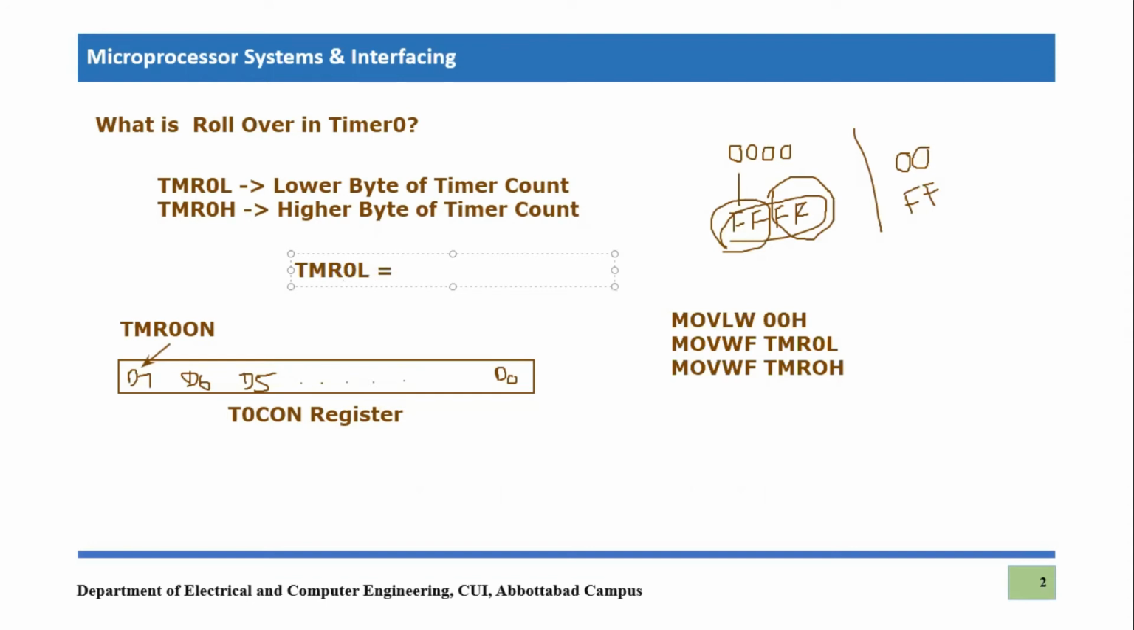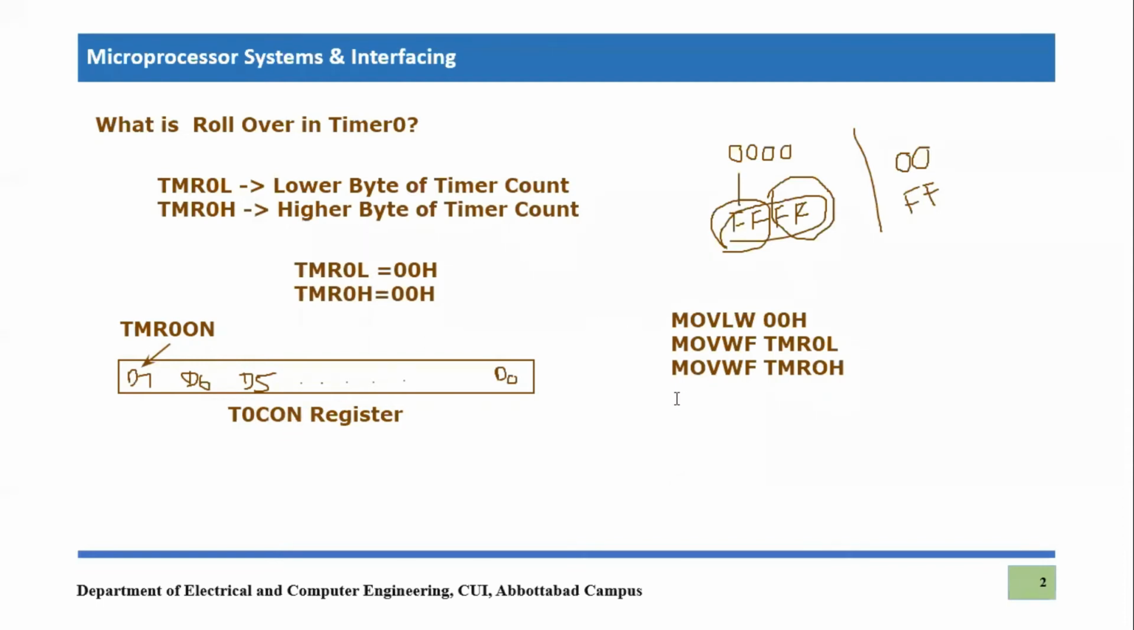Timer 0L would become 00 hex, and similarly timer 0H would become 00 hex, right? And what I'm going to do is start our timer. So how can I start our timer? I have to put 1 in the T7 bit, or the timer 0 on bit, in the timer 0 control register. So how can I do it?